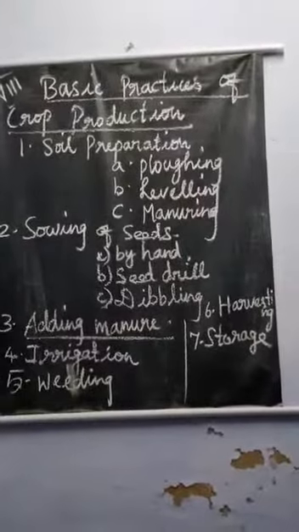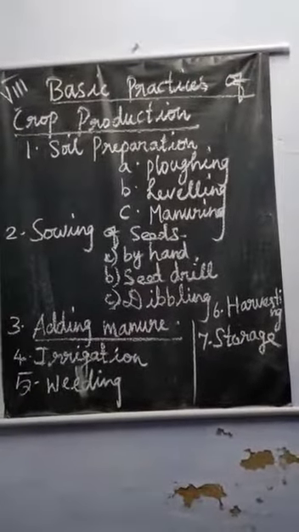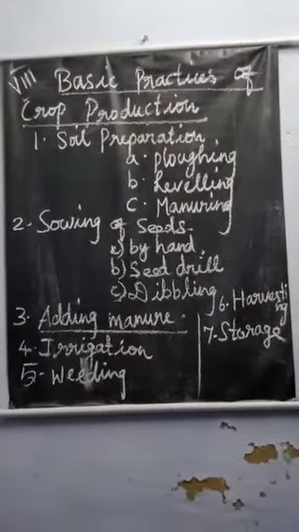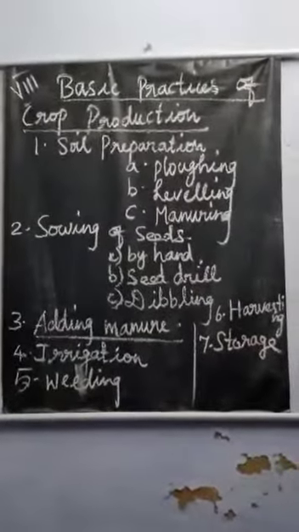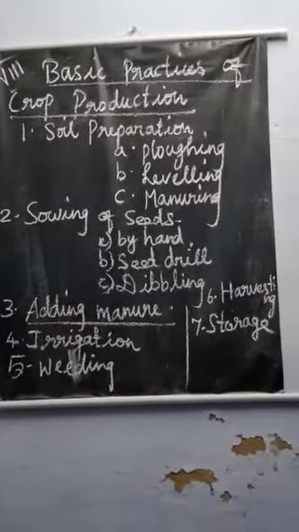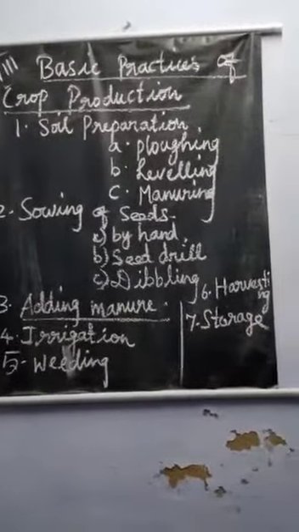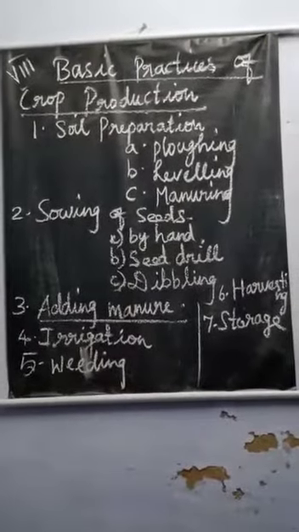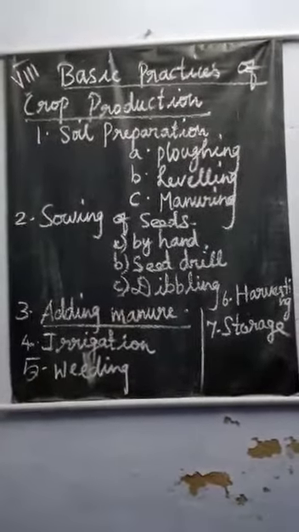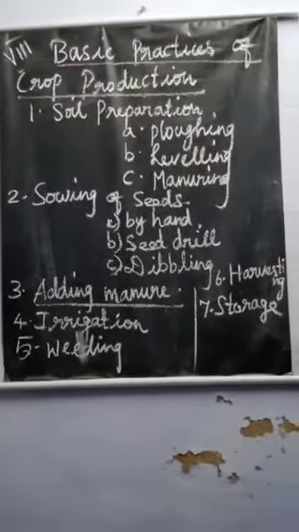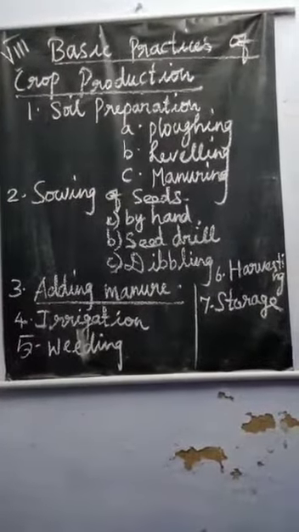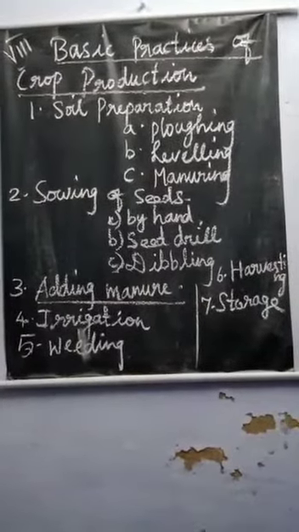In these activities, for your portion, what is involved is soil preparation, sowing of seeds, adding manure, and harvesting. Only these are involved. So I am going to explain the first step, soil preparation. Soil preparation is the first step in crop production practice. For crop production, the first step is soil preparation, so we have to prepare the soil.